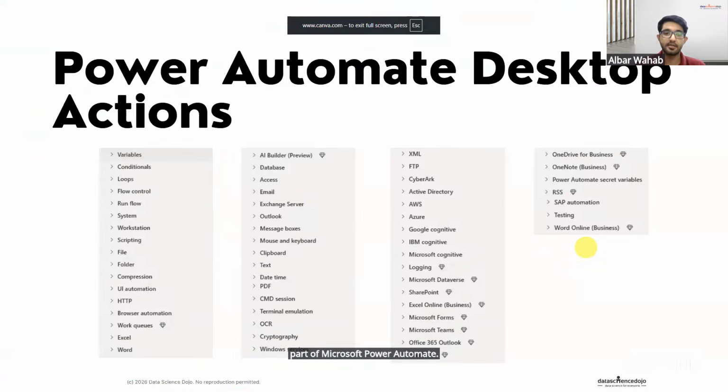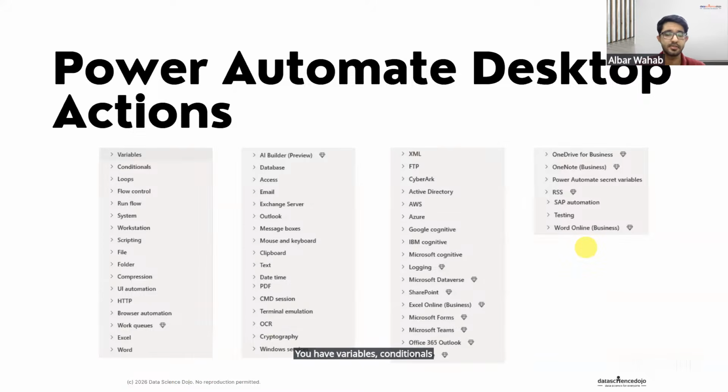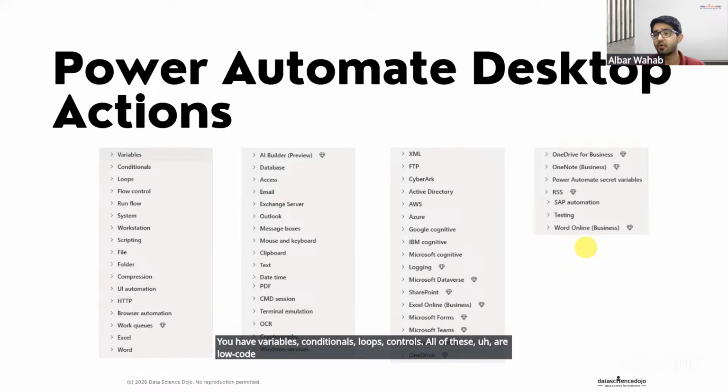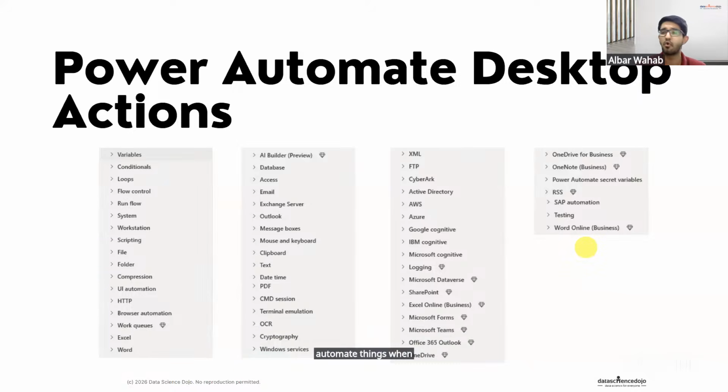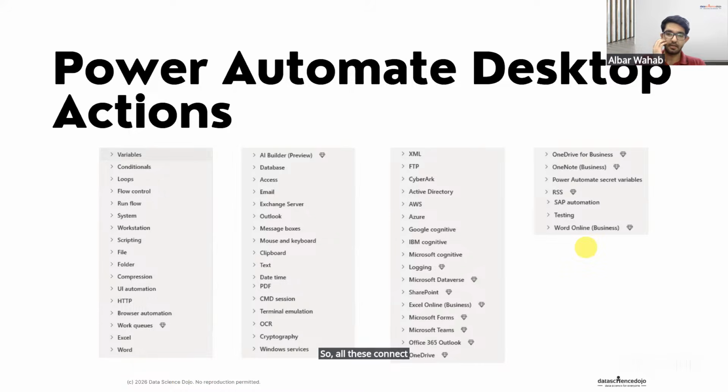These are the different actions available in Microsoft Power Automate Desktop. You have variables, conditionals, loops, controls. All of these are low code or little to no code. You don't need to know a lot of programming to automate things when you are using Power Automate Desktop. It's more of drag and drop. And as we'll do in the hands-on activity, you'll see that very little knowledge about any sort of programming is required.